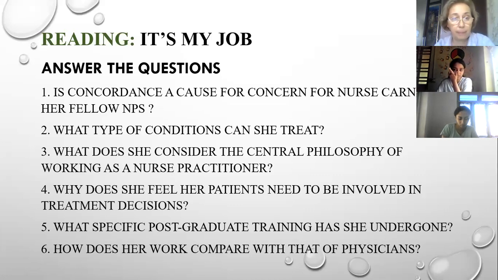What type of conditions can she treat? She can treat both acute and chronic conditions. Exactly. She can also prescribe medications and therapies for patients. What does she consider the central philosophy of working as a nurse?